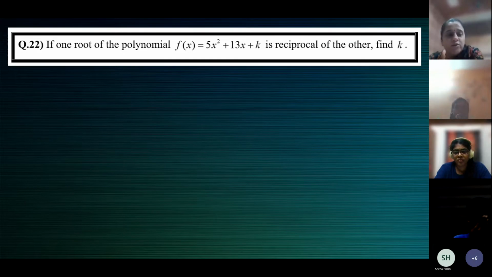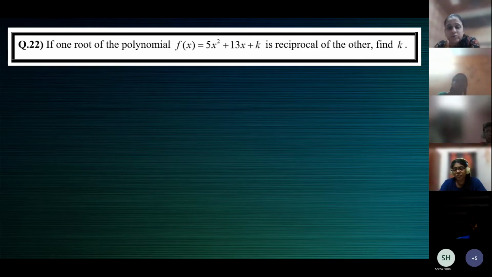So here, if one root of the polynomial, it's a quadratic polynomial, you can see there. F of x is equal to 5x squared plus 13x plus k. If one zero, or one root of the polynomial, is the reciprocal of the other, find k.